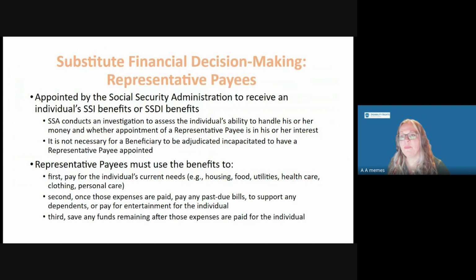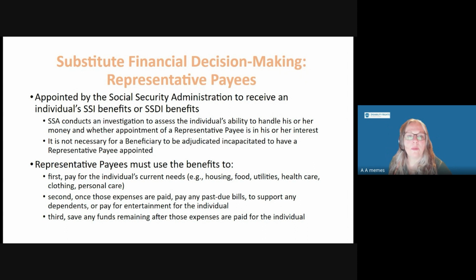Okay, representative payees. People are probably pretty familiar with this, but essentially anybody who's receiving Social Security, either SSI or SSDI benefits, can apply to have a representative payee, and that person is just responsible for helping the person who is a beneficiary to manage their money.